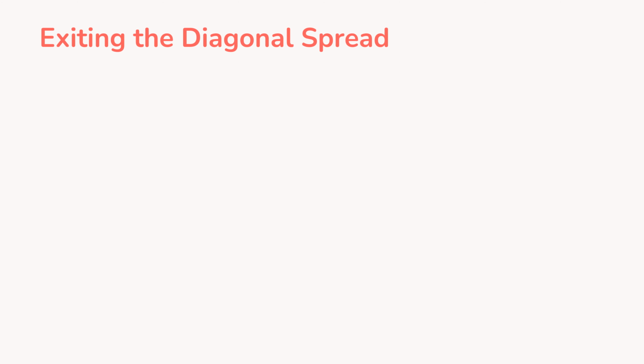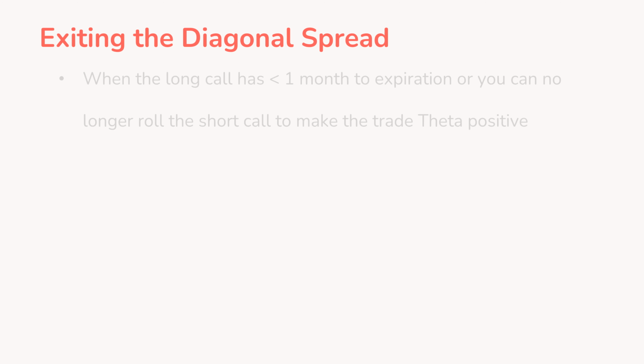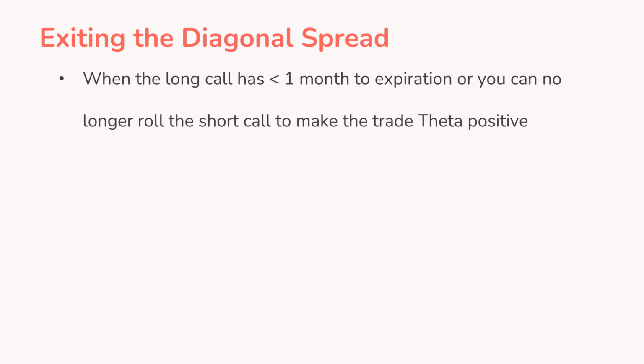So moving on to the last section of the video, that will be how to exit the diagonal spread. There's actually quite a number of different situations that can force you or signal you to exit from the diagonal spread. The first scenario is when the long call has less than 1 month to expiration, or you can no longer roll the short call to make the trade theta positive.